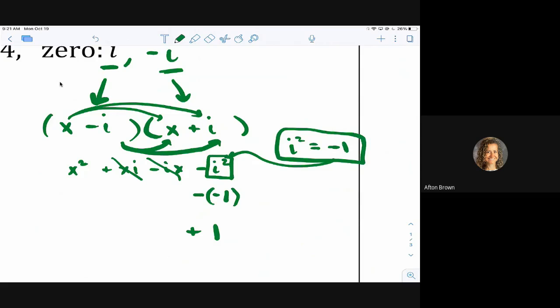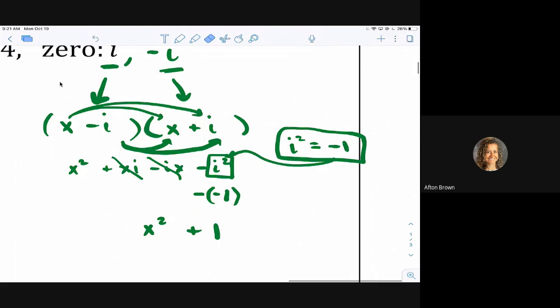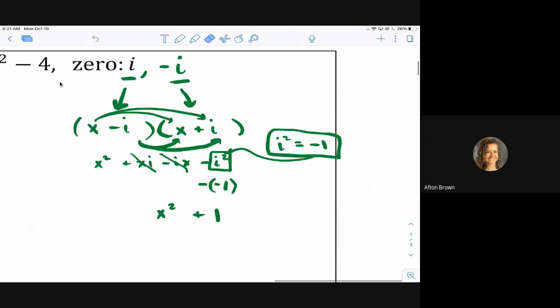They will always cancel each other out when you're multiplying an imaginary zero times its conjugate. So the only thing we have left is that x squared. So we have x squared plus 1. Yeah, Giovanni. A conjugate is just a pair of imaginary numbers, where one's plus and one's minus.